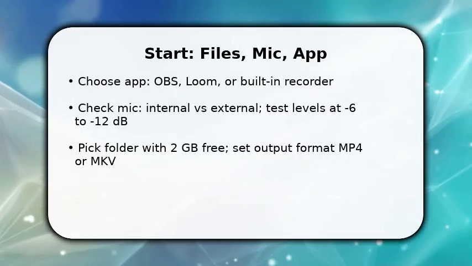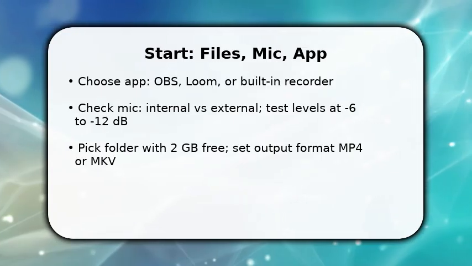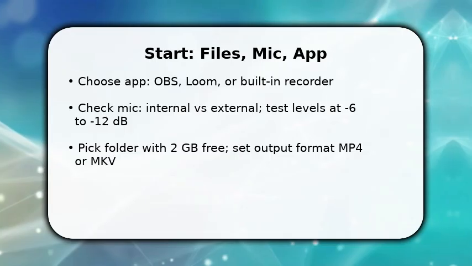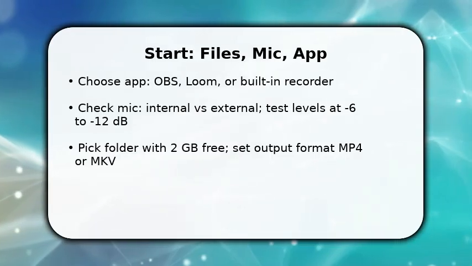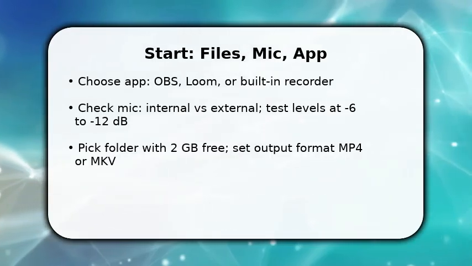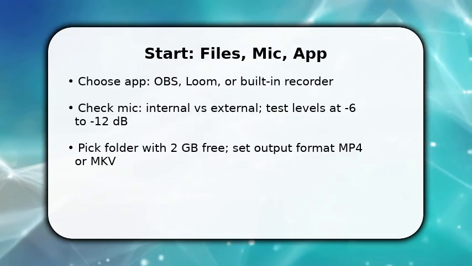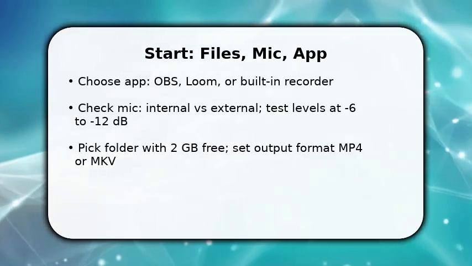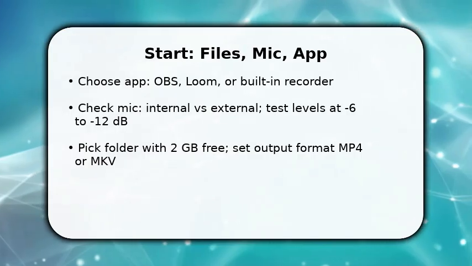You begin by opening your chosen recorder and confirming output folder and format. Connect and select your microphone, then run a quick level check so voice peaks around -6 to -12 dB. Once done, set screen resolution and frame rate. 16:9 and 30 or 60 FPS are common. Make sure system sound is routed if you need app audio.